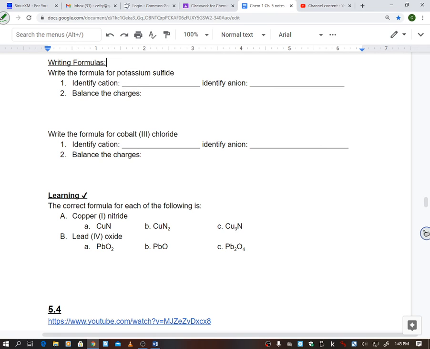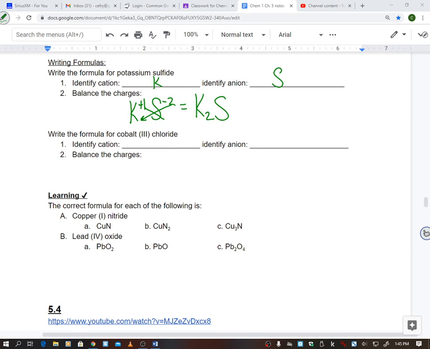So first identify the cation, and the cation is the first one written. It's always the first one in the name. The anion is the negative one, always second in the name, and then balance the charges. So potassium has a +1, sulfur is a -2. Neither one of those are in the middle. They're not a transition metal. So now I'm going to crisscross these charges. So it is K2S1, or you just write the S.